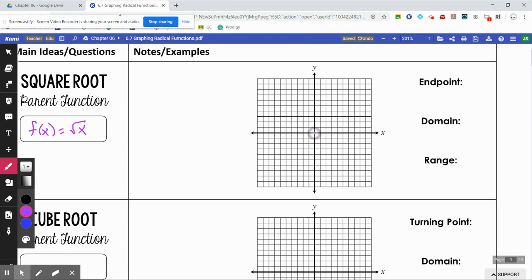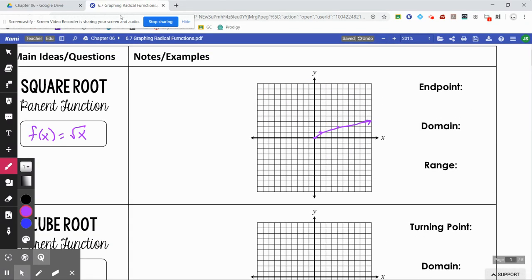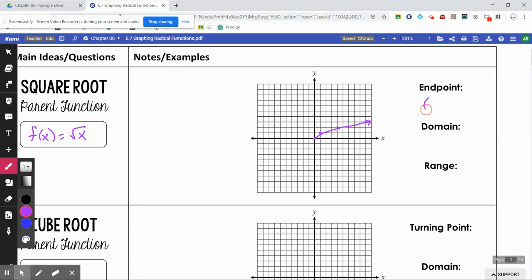Some points on that graph: the square root of 0 is 0, the square root of 1 is 1, the square root of 4 is 2, and the square root of 9 is 3. Connect those dots, and you see the basic square root function, which is half of a sideways parabola. The endpoint, or starting point, of your graph is right here at (0, 0).